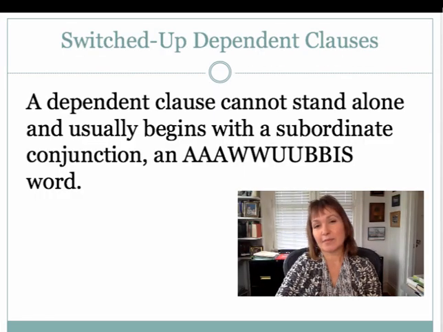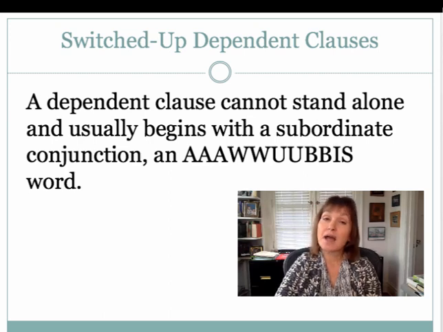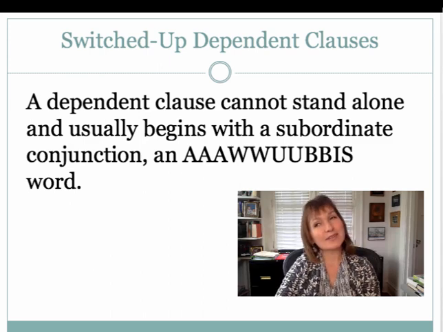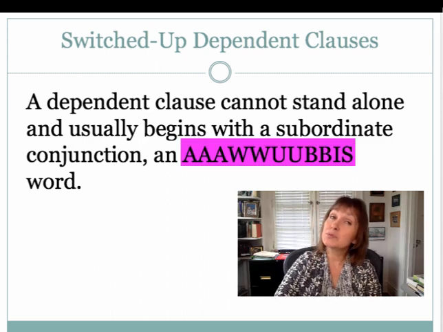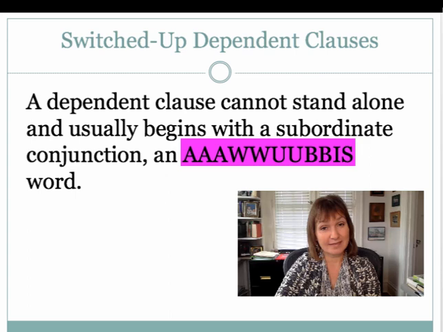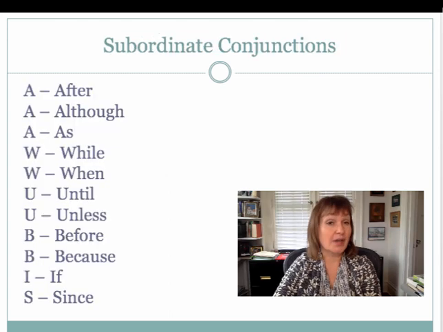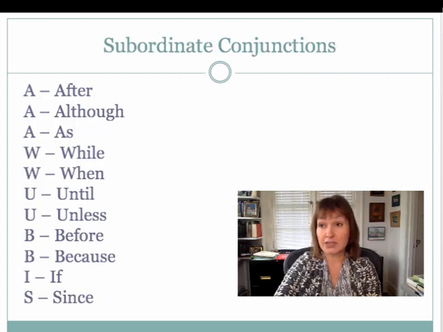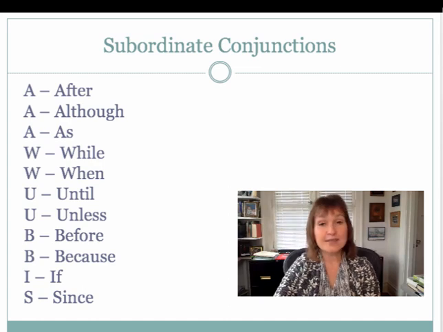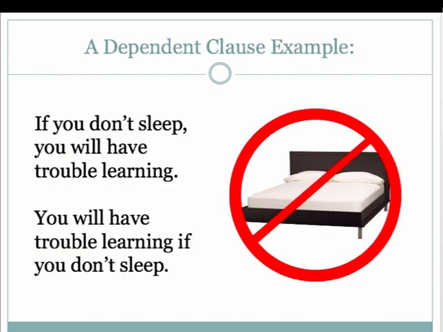Our last example of a switched up sentence is one that begins with a dependent clause. A dependent clause cannot stand alone and usually begins with a subordinate conjunction. These are words that we sometimes call the awoobus words. In case you've forgotten, this is what they look like. Here are the awoobus words, subordinate conjunctions. When you begin a sentence with one of these words, you're going to have a dependent clause. It can't stand by itself.